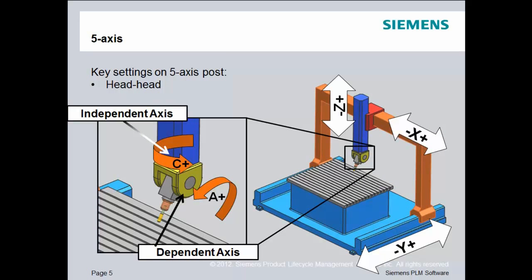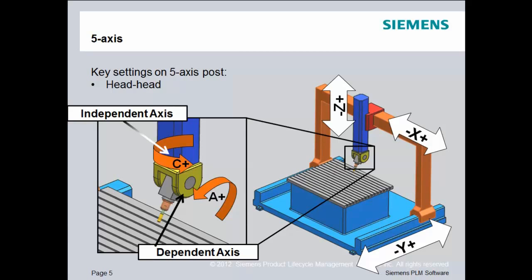The next machine style for 5-axis post processor is the head-head machine. In this particular machine, all of the motion is behind the tool. This is a simpler style of machine, generally speaking, to program. The part is bolted down to a fixed table, and then all of the motion is above the part. So it's fairly easy to program a part like this. These aren't quite as common as they used to be.